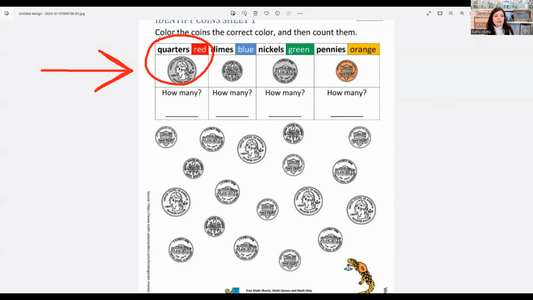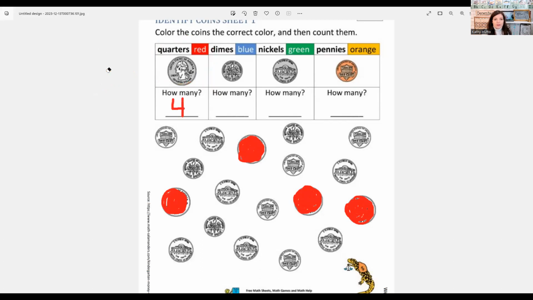This is a quarter. Let's find the quarters and color them red. Here's a quarter. Do you see any more quarters? Here's a quarter. Good. Here's one. Any more quarters? Right here. Very good. Okay, so how many quarters did we find? 1, 2, 3, 4. We found 4 quarters.